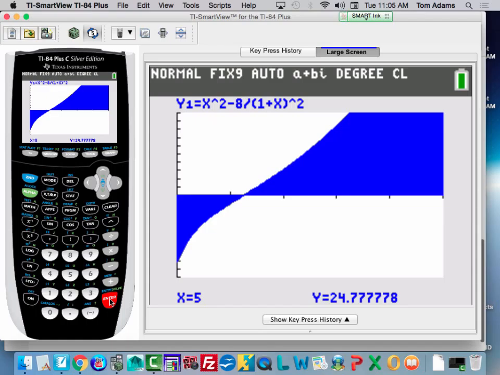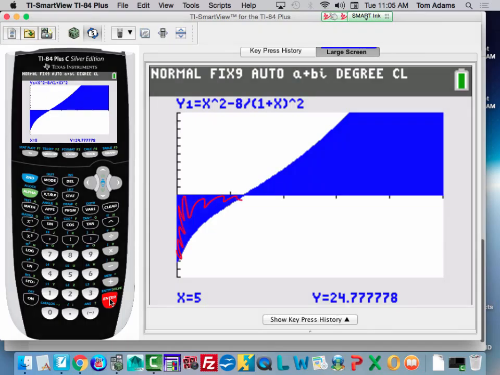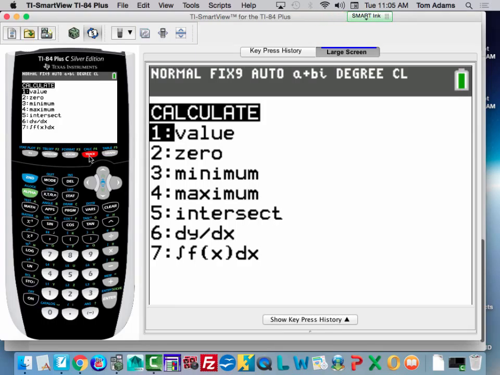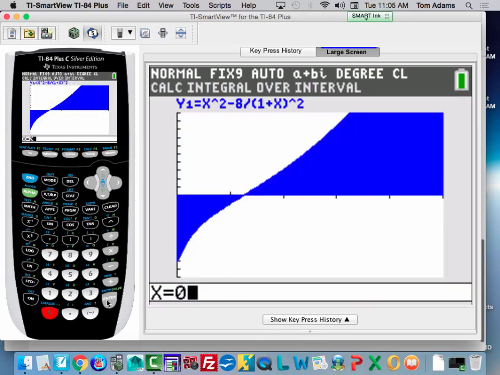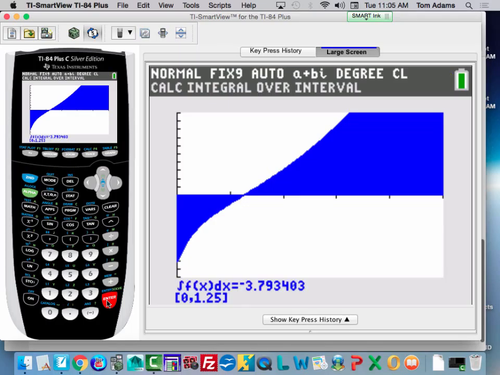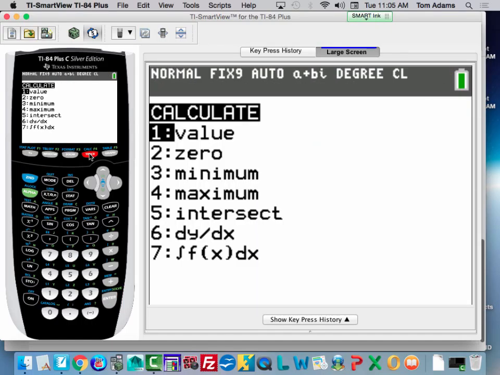What is this area under the curve right here? Well, we know that it's going to go to about 1.25. So we're going to approximate. I'm going to go to my calculation menu, and I'm going to hit option number 7, and my lower limit's going to be 0, and I'm going to go up to 1.25. Okay? Notice that it's about -3.79, right? Now I'm going to evaluate, what do I plug in next for my upper and lower limit?